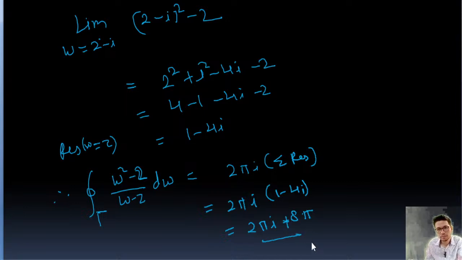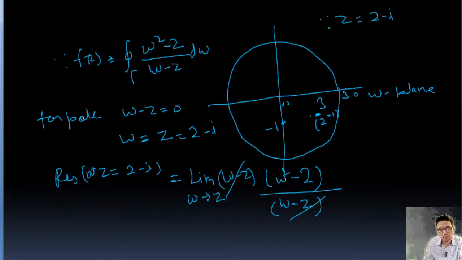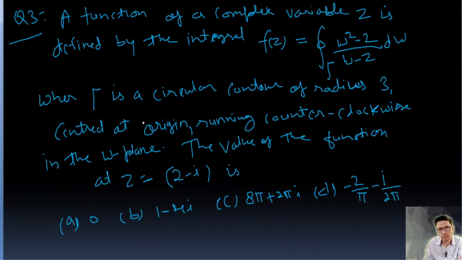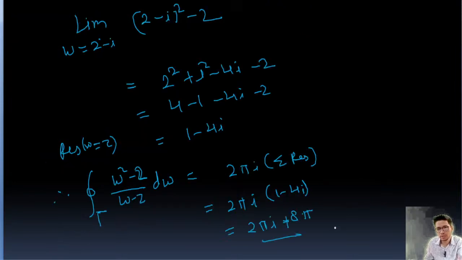Which option is matching? 2 pi I plus 8 pi. Option C is matching, right? Option C is the correct option, 2 pi I plus 8 pi, or we can say 8 pi plus 2 pi I. So this is the answer, guys. This is question number 3. Now we are going to solve question number 4.